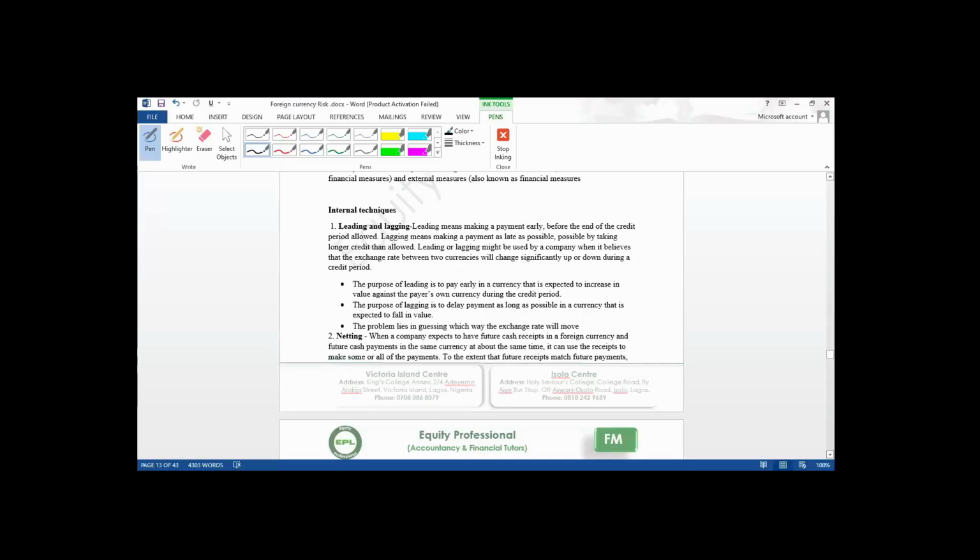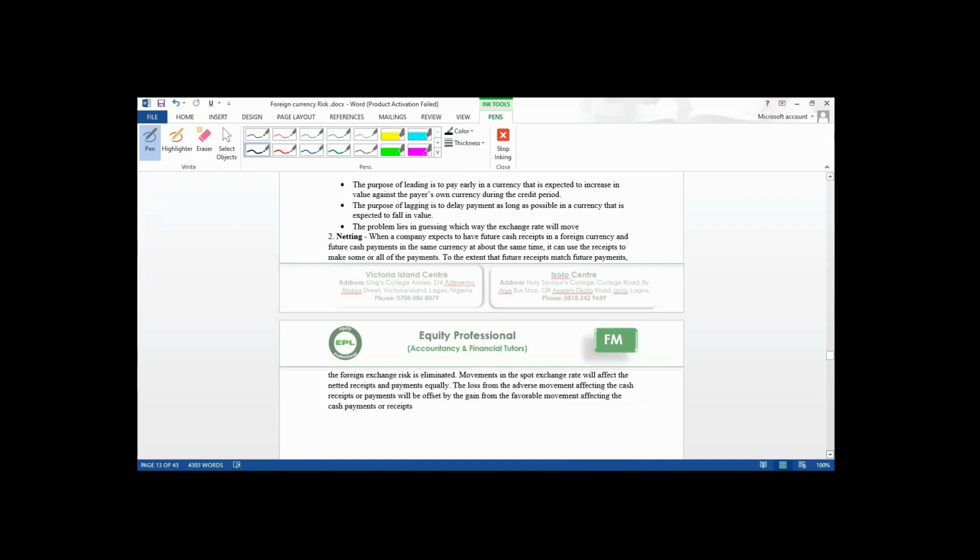The extent to which your future foreign receipts can net off your future foreign payments represents the extent of foreign currency risk eliminated.